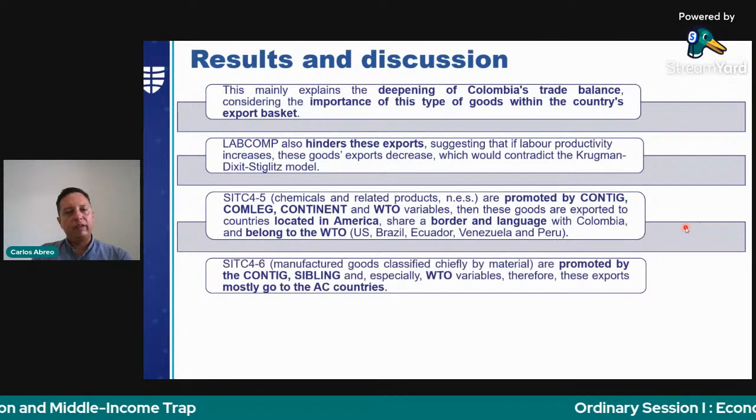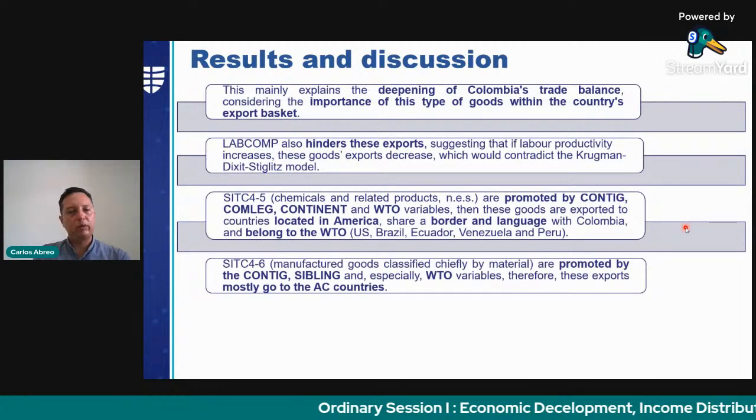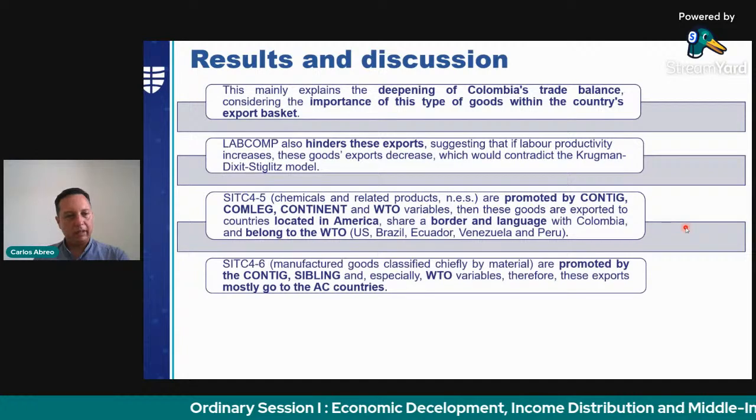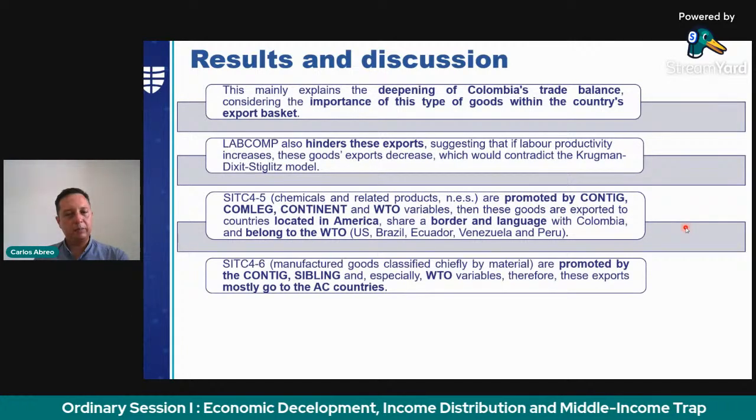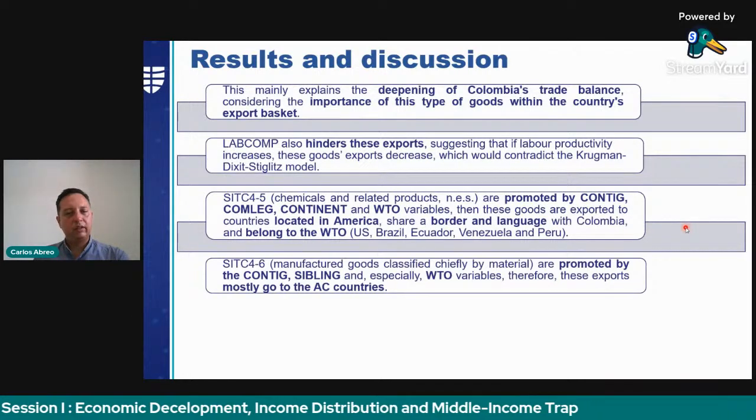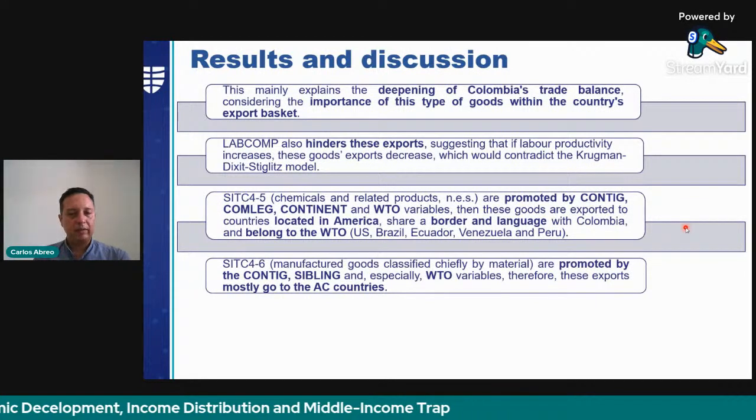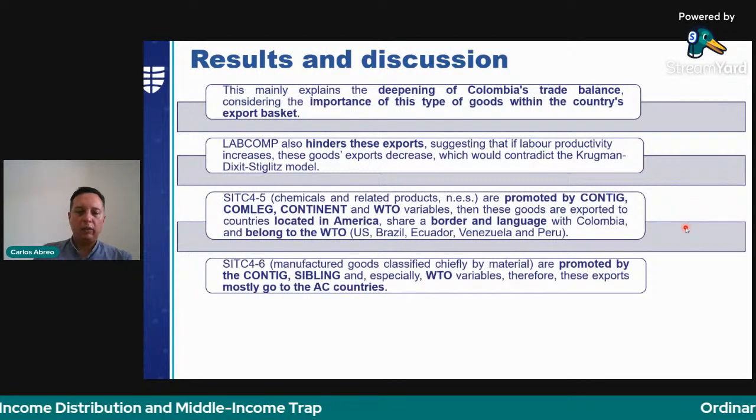Then the manufactured goods classified chiefly by materials group of products are promoted by the contiguity, sibling, and especially the World Trade Organization variables. Then these exports mostly go to Andean Community countries.